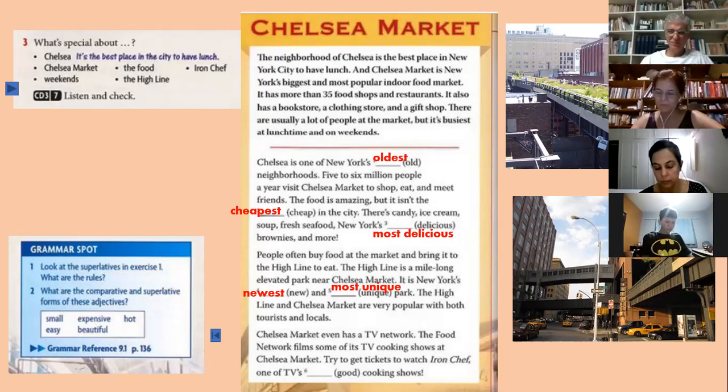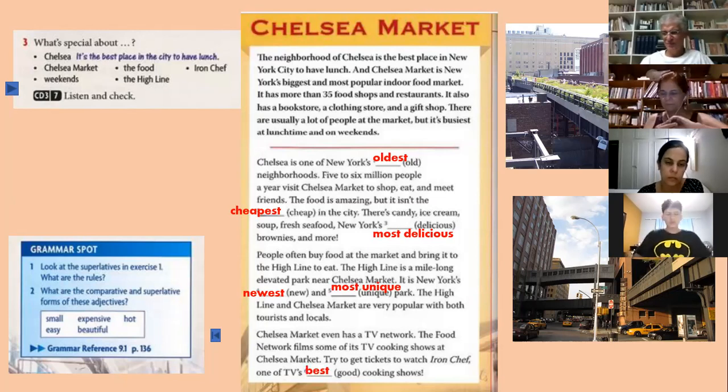Chelsea Market even has a TV network. The Food Network films some of its TV cooking shows at Chelsea Market. Try to get tickets to watch Iron Chef, one of TV's better cooking shows. Not better, better is comparative, the superlative. Best. Best, yes, that's right.